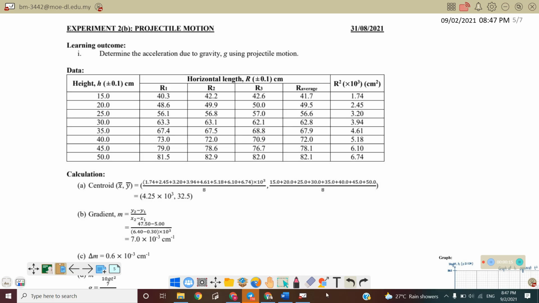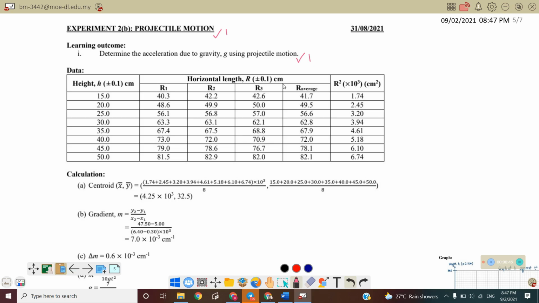So first, you must be able to write the lab report following the rubrics. We should start our report with the title, Experiment 2B, projectile motion. Here you will get 1 mark. Secondly, you must start with the learning outcome. You must state the objective. The objective is to determine the acceleration due to gravity by using projectile motion. So you will get another 1 mark.